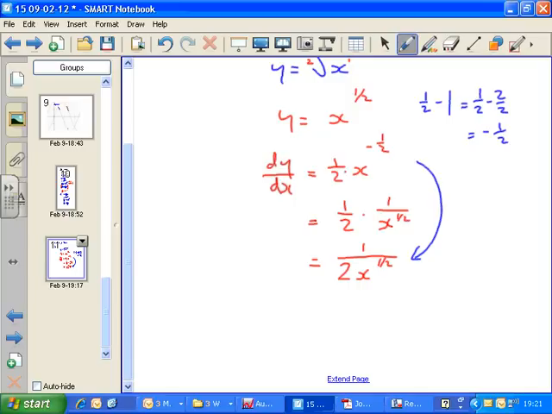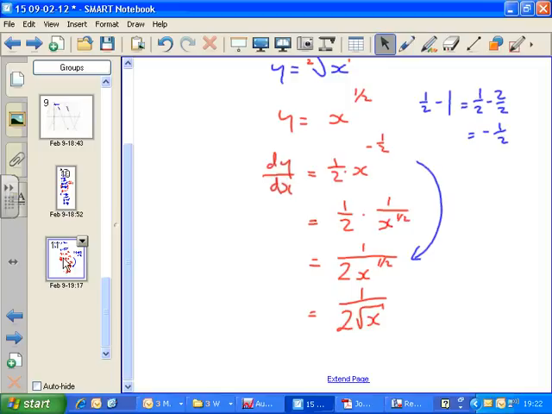And x to the minus a half can be written as 1 over x to the half, using the law of indices. So then we get to here, and now x to the half is the square root of x. So finally we can rewrite that as 1 over 2 times the square root of x.